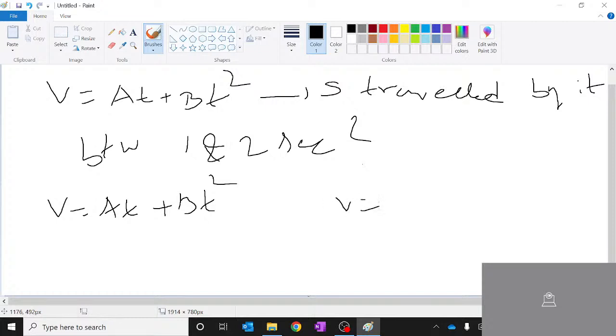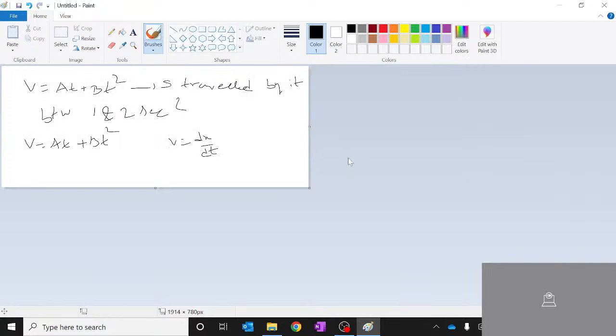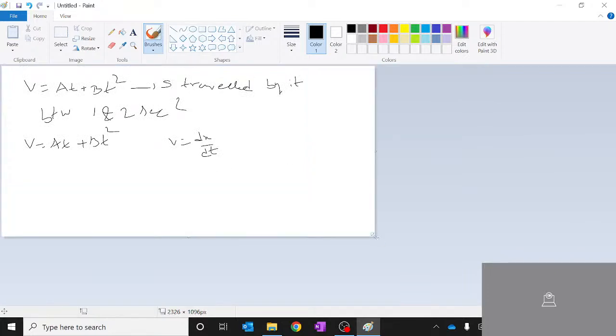Your v is nothing but dx by dt, correct? Now if the velocity is given to you, to find x, the distance or displacement, however you call it, you are supposed to integrate it. If you are supposed to find the acceleration, you are supposed to differentiate it, correct? So now this becomes one of the simplest answers. Now you integrate this.